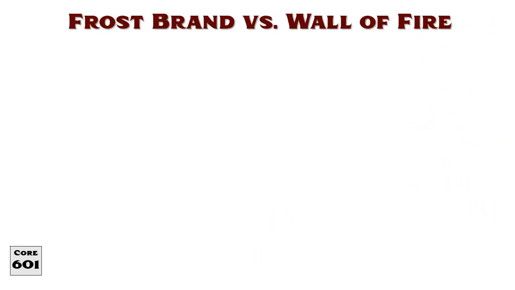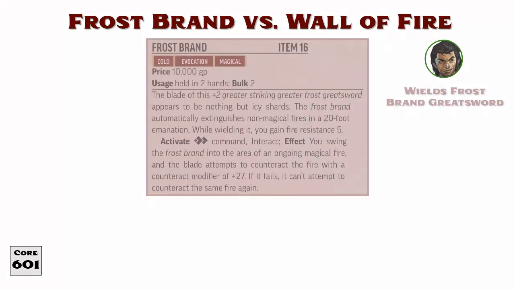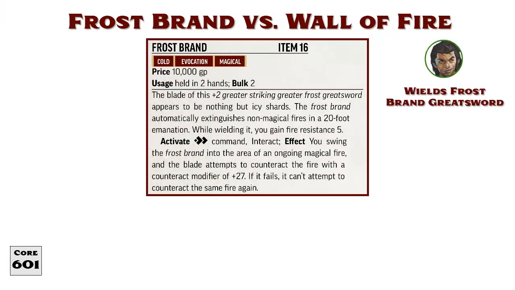And in our last example, Valeros is wielding a Frostbrand Greatsword and accidentally triggers a trap that produces a wall of fire in his path. One of the special properties of a Frostbrand sword is that it can be used to counteract magical fire. Doing so costs 2 actions, and then Valeros rolls a counteract check against the wall of fire.